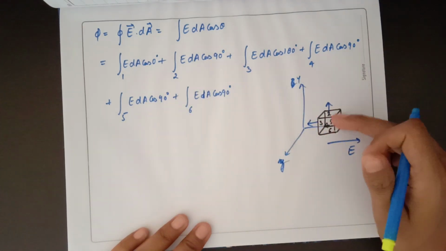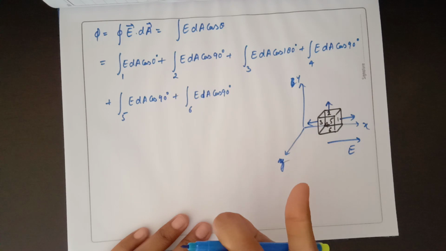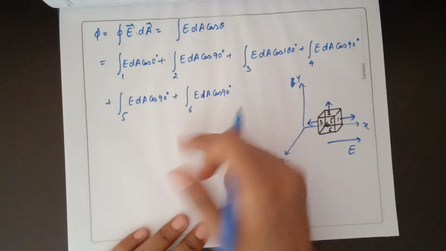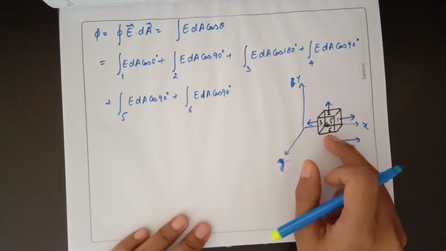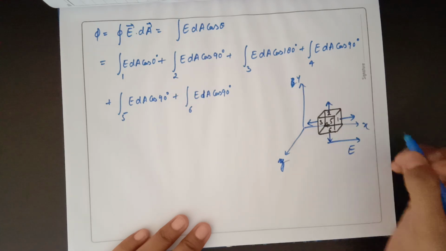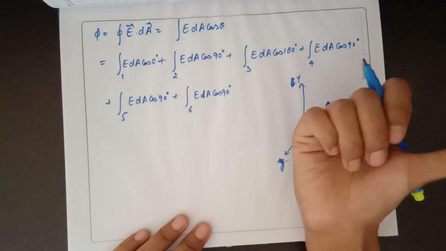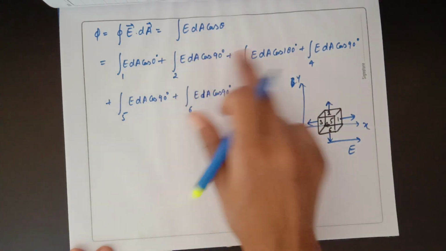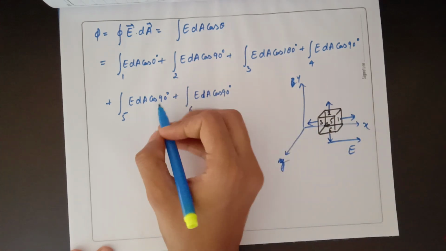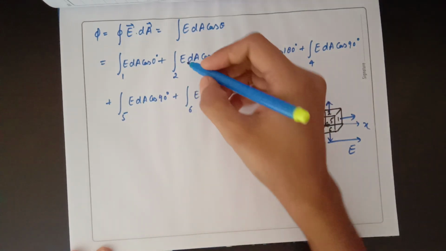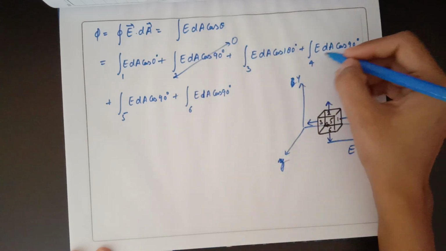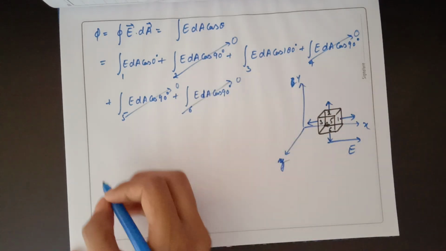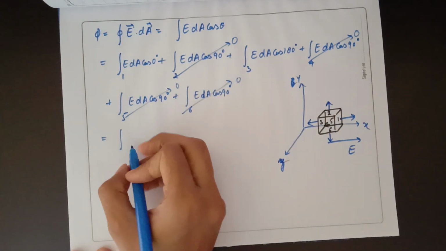Similarly for the fifth surface, it will be inward. Inward means the negative z direction, and the angle between the electric field and the negative z direction is again 90 degrees. Similarly for the sixth surface, it will be in the negative y direction and positive x. The angle is 90 degrees again. So I have put in all the angles. Now you know cos 90 degree gives you 0. So this will lead to 0, this will lead to 0, this will be 0, and this will also be 0. So we are left with only two integrals.